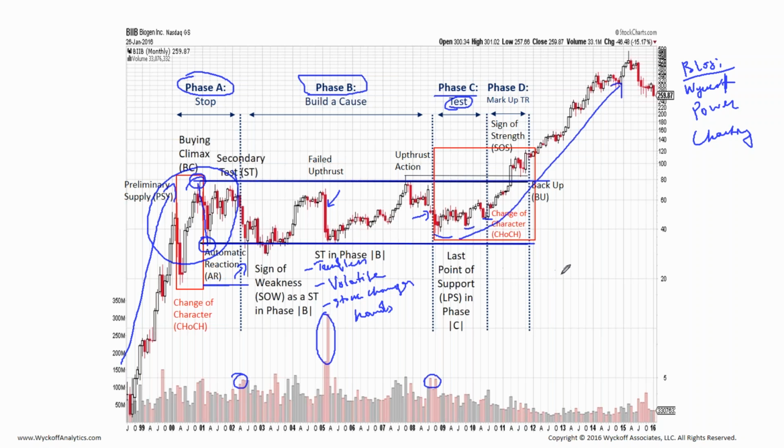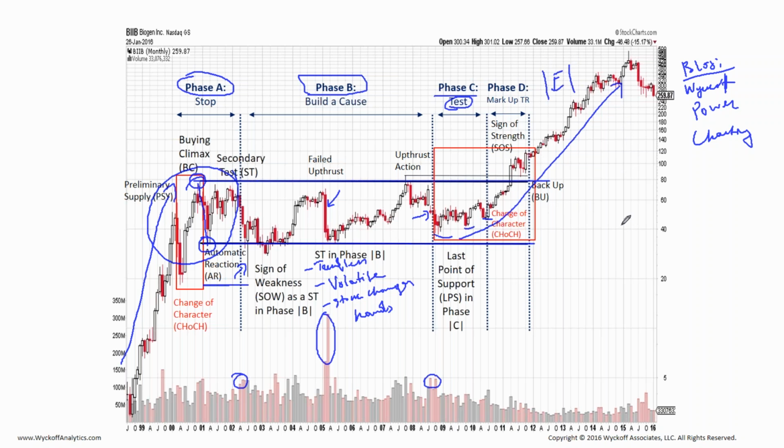And so phase C is the final testing phase. Phase D is the markup out of the testing phase into the uptrend. And then phase E, which is not labeled here but is just as important, is the uptrend.